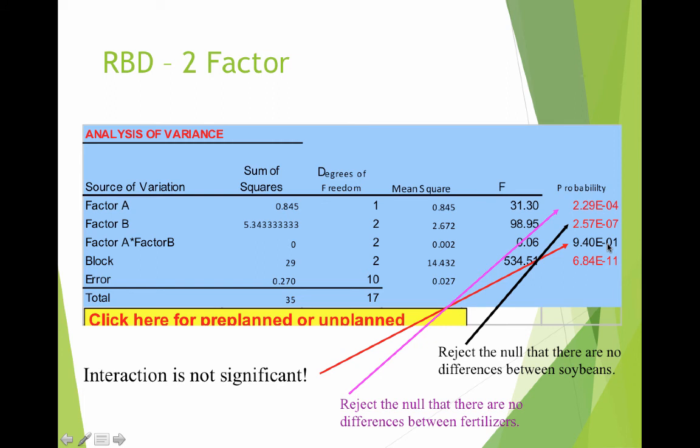The interaction term is not significant. It's not less than 0.05. So that tells us that we ran two separate trials where we can assess factor A and factor B independently. In this case, because the interaction is not significant, we can reject the null hypothesis that there are no differences between fertilizer levels, and we can reject the null hypothesis that there are no differences between soybean varieties as well.